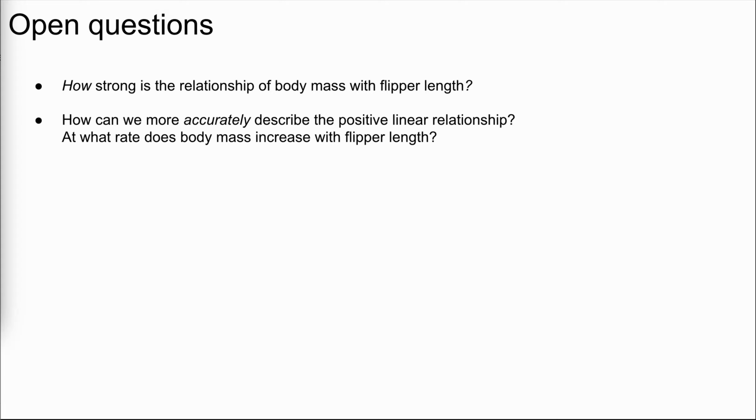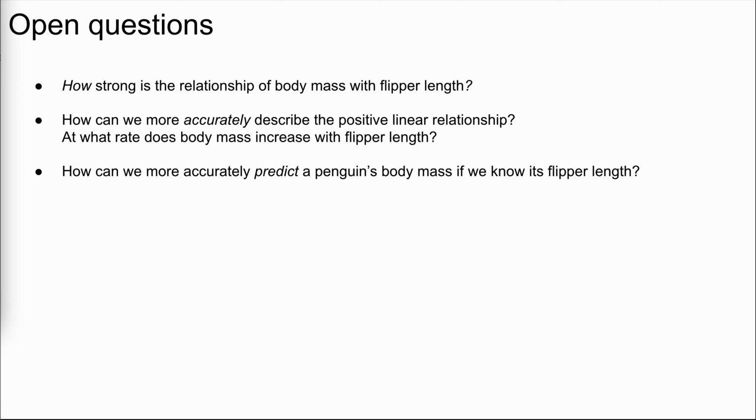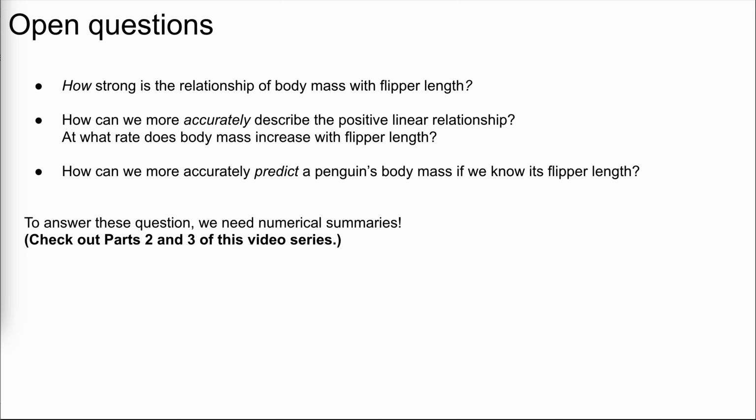The scatter plot provides nice insight into the shape and strength of the relationship of body mass with flipper length, but it doesn't provide specifics. For example, how strong is the relationship of body mass with flipper length? How can we more accurately describe the positive linear relationship? For example, at what rate does body mass increase with flipper length? How can we more accurately predict a penguin's body mass if we know its flipper length? To answer these questions, we need some numerical summaries.